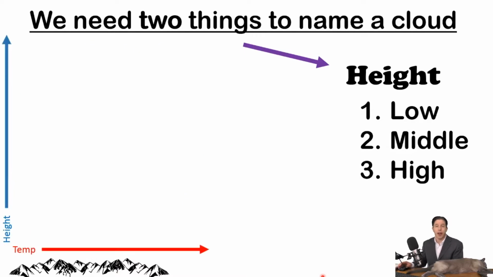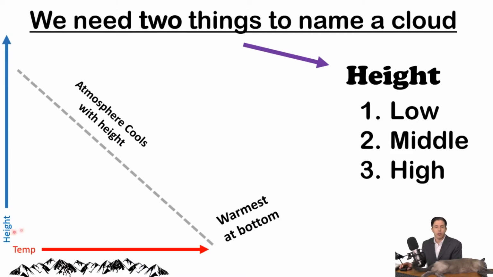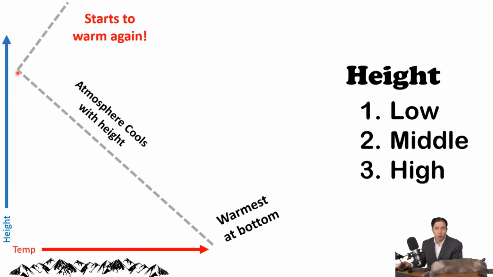So I'm going to make a graph. The x-axis of my graph is temperature. It gets warmer to the right. Height is on the y-axis. So if I start to float up in a balloon and I graphed what I'm feeling, I would notice that it's the warmest near the surface, and it gets colder, colder, colder, colder, until I get way up here, maybe 10 kilometers or so, and then something weird happens. It starts to get warmer again.